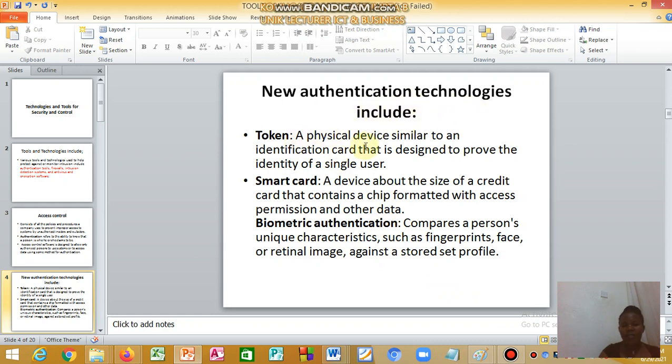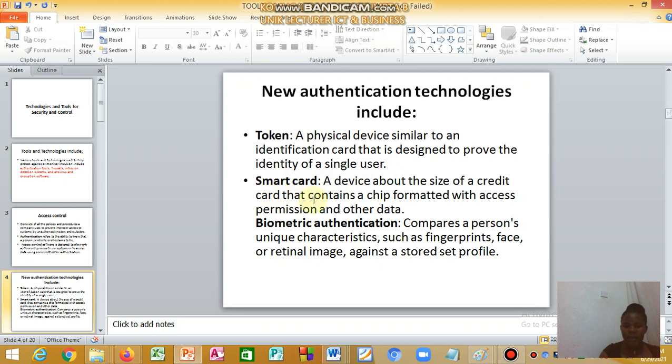This is a physical device similar to an identification card that is designed to prove the identity of a single user. Like when you're going to do exams, one of the things we use is to give you a card to show that actually you are who you are. But on top of a card, we also give you an examination card and an identity card to show that actually you are the one.